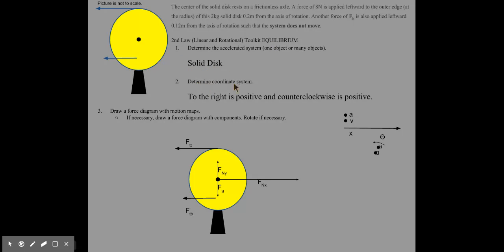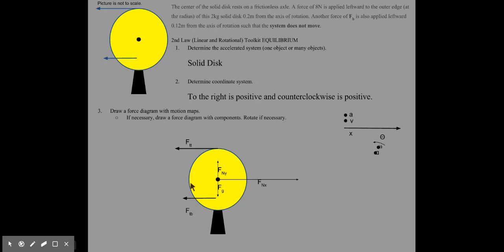Well, let's determine the coordinate system. As usual, we'll say to the right is positive and counterclockwise is positive. We're going to draw our force diagram and motion map. Because it's in static equilibrium, in other words, nothing's moving, in any linear direction, the linear acceleration and linear velocity are both 0. In the rotational direction, both the rotational velocity and the rotational acceleration are also 0.